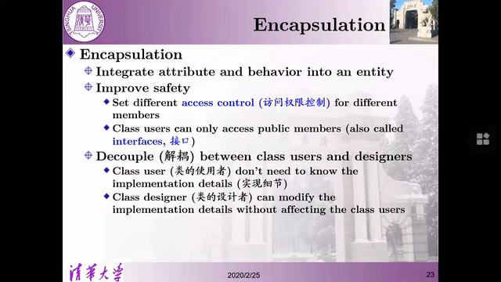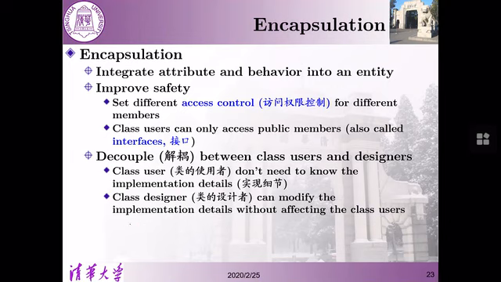Now we'll learn encapsulation. We just learned the example of this class Bird. Encapsulation is based on access control. Because we integrate attribute and behavior into an entity, we can improve safety by access control. Class users can only access public members. We have learned that, right? In this way, by access control, we can decouple class users and class designers.